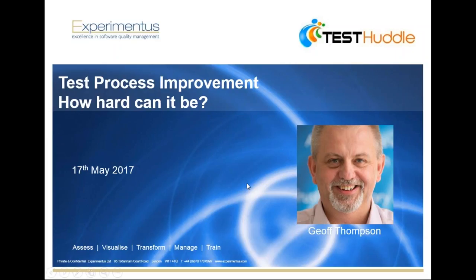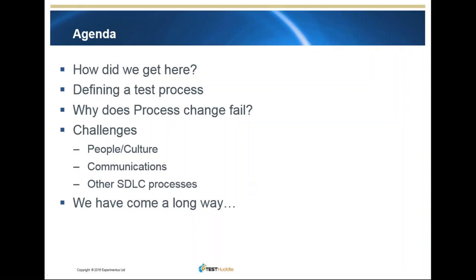Okay, so what are we going to talk about today? We're going to talk about how we got to where we are today, as an industry, testing. I want to define what I mean by test process so that we're all very clear what I'm talking about. And then we're going to look at some reasons why process change fails, which will lead us nicely on to those challenges: the people and culture challenge, the communications challenge, and the processes that live around testing in the software development lifecycle. And finally, I want to talk about the fact that we've come a long way and actually, we have done some really good stuff in this time. And I'm going to share with you some results of a recent survey that my company undertook to actually show you how well we are doing as an industry.